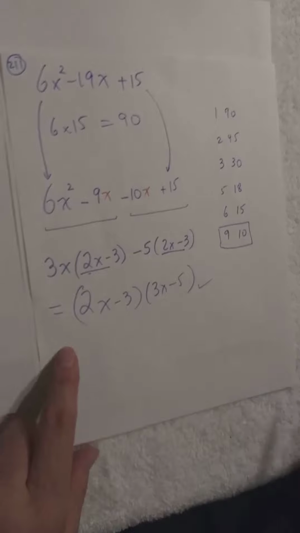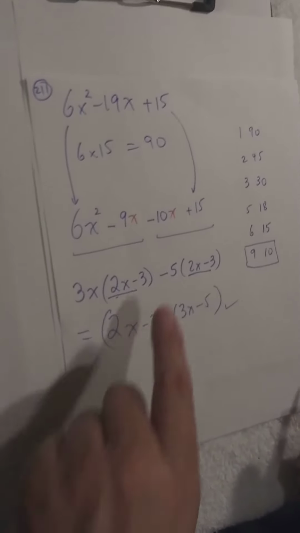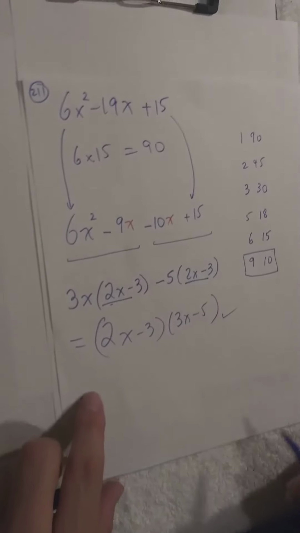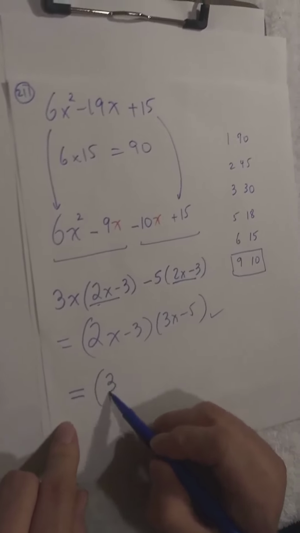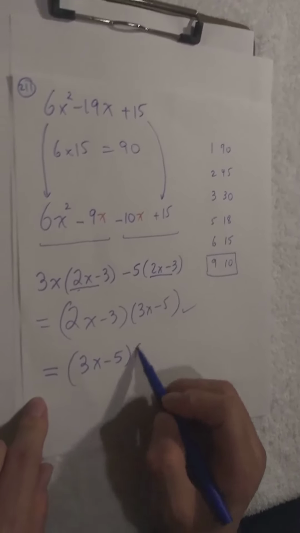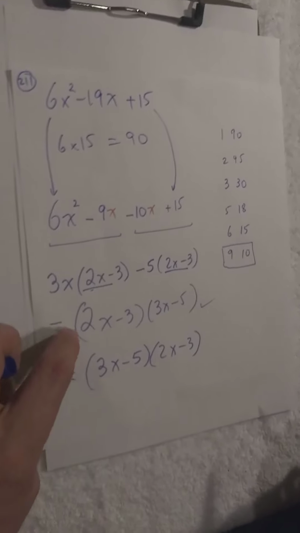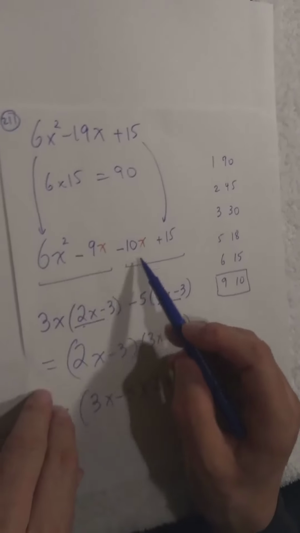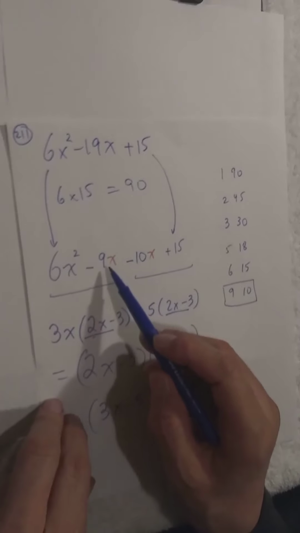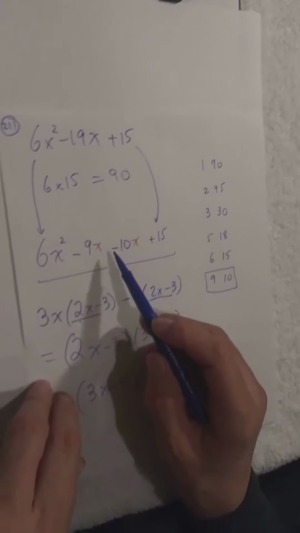Okay, if somebody had written this as minus 10x minus 9x, then the answer would have been 3x minus 5 times 2x minus 3, which is exactly the same as this. This is why it doesn't matter when you split up the middle term which term you put first, the 9 or the 10, or the 10 or the 9.